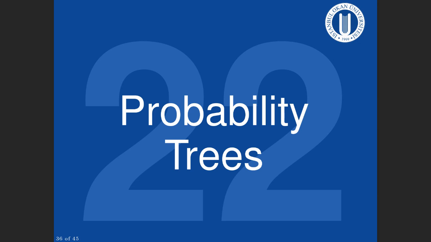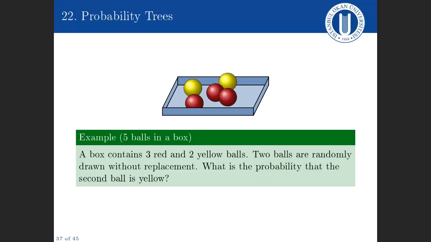I hope that was a fun little example. It's a famous problem in probability. The third and final topic for today's lesson is the topic of probability trees. It's another way to think about probability.